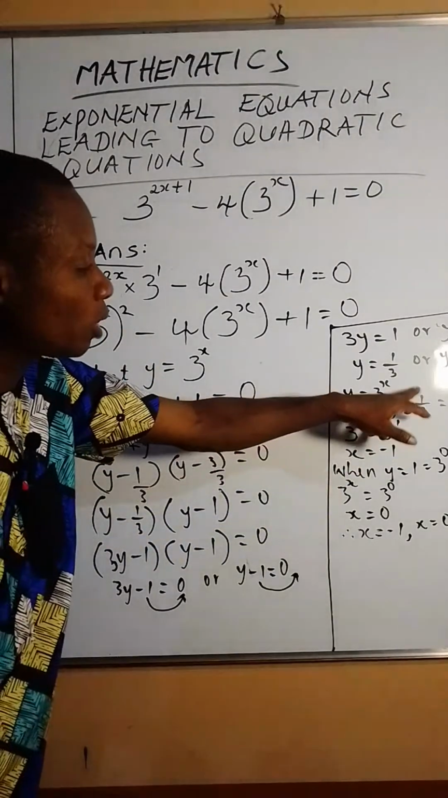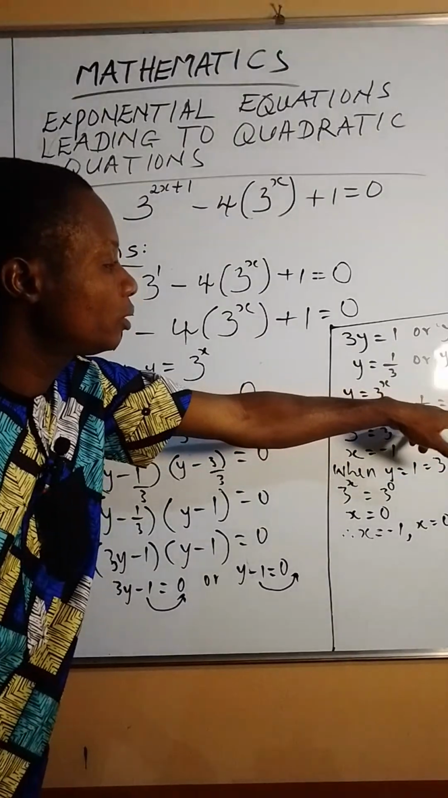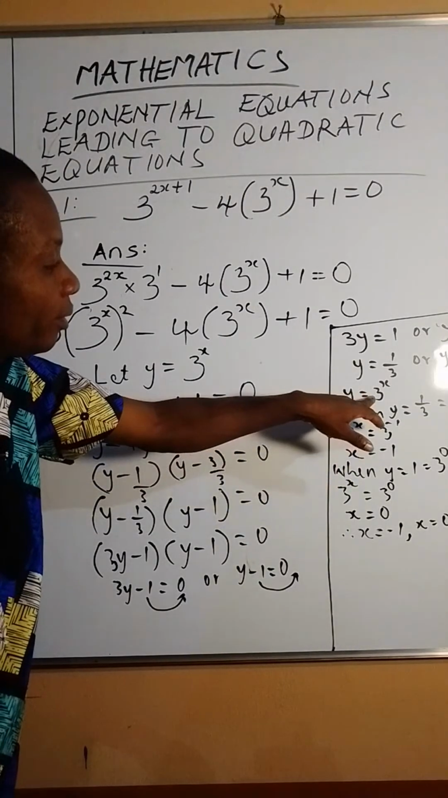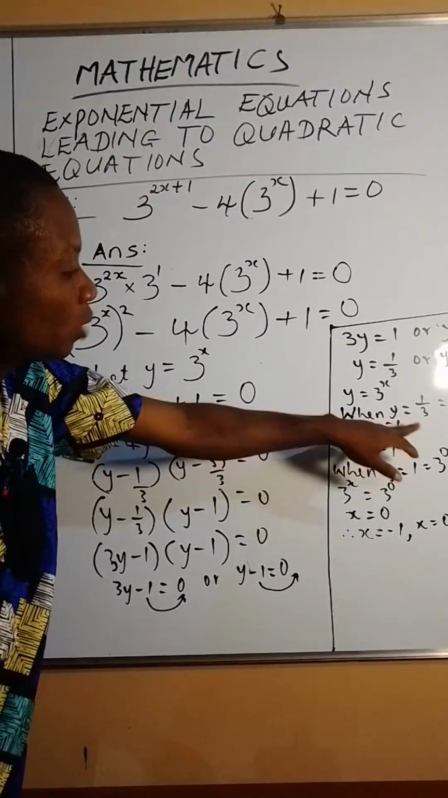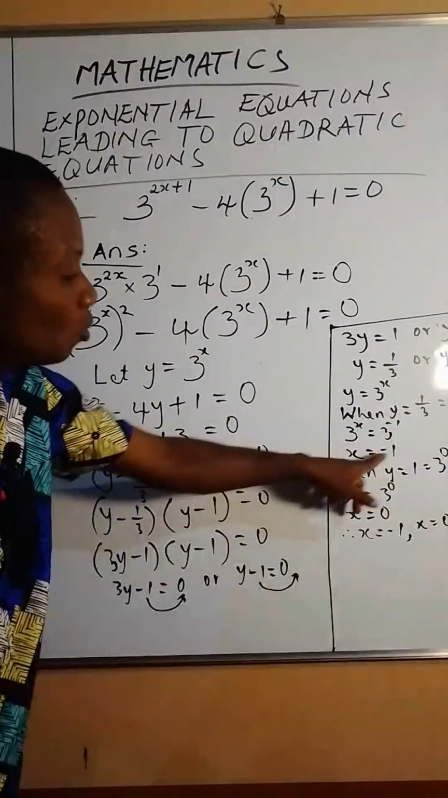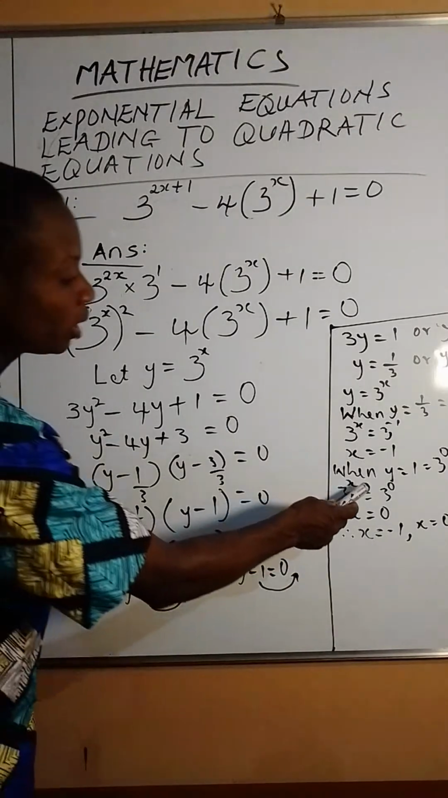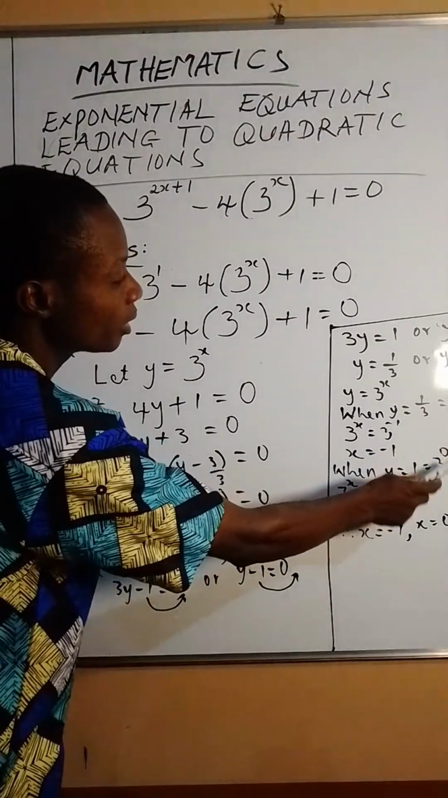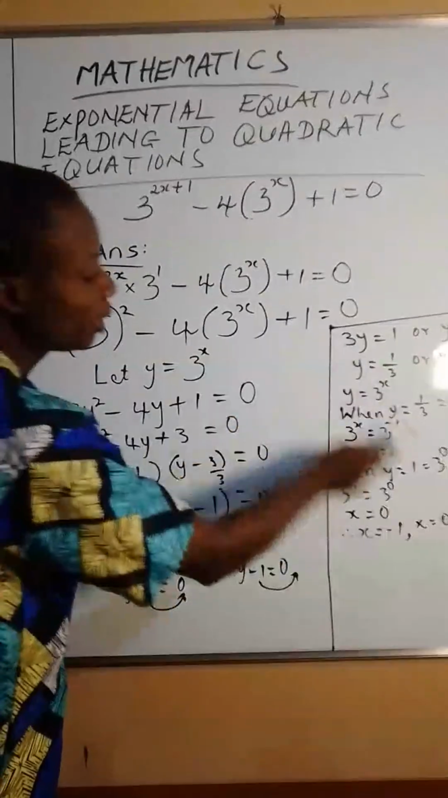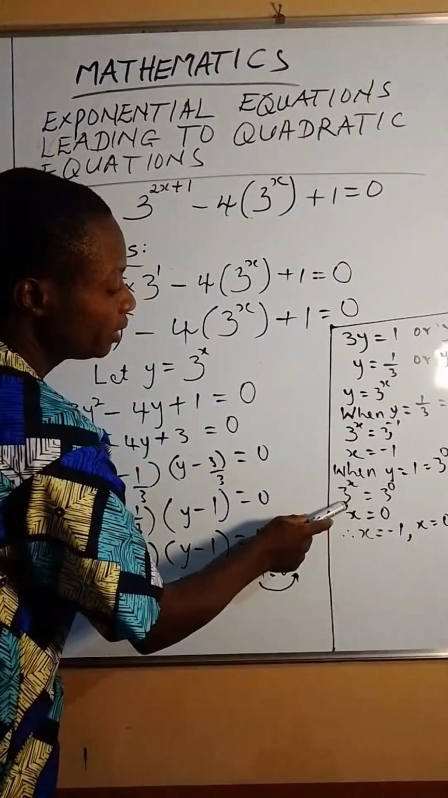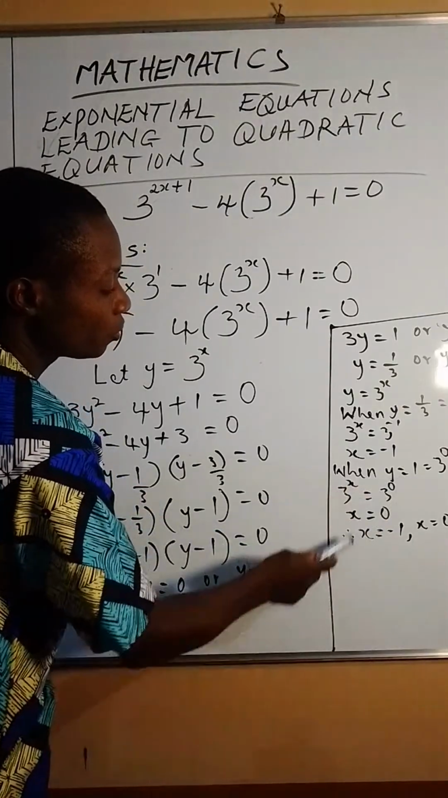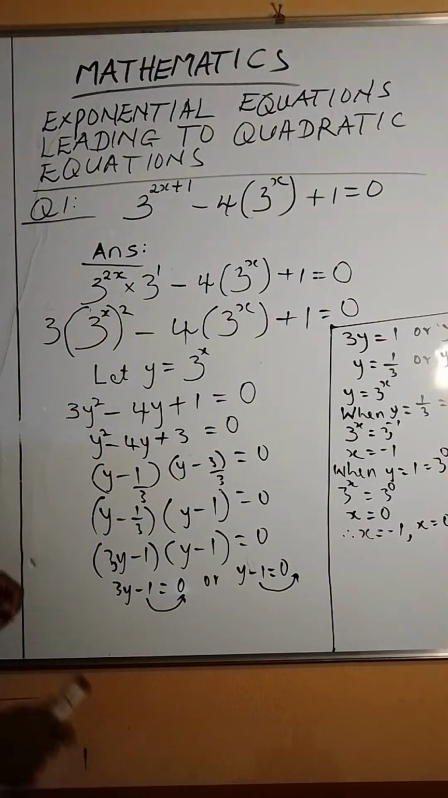So when y equals 1 over 3, or 3 raised to power minus 1, we have 3 raised to power x, which is y here, equal to 3 raised to power minus 1. Therefore, x is equal to minus 1. That is for the first one. For the second one, when y is equal to 1, in indices, 1 is 3 raised to power 0. Since it is 3 we are dealing with here, 3 raised to power x equals 3 raised to power 0. Then we can equate it, x becomes equal to 0. So this is how we get the answer to this question.